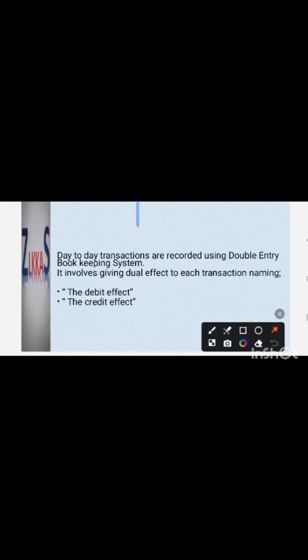so day to day transactions are recorded using double entry bookkeeping system. It involves dual effect to each transaction. What does it mean? It means that in any business, for all activities, we are posting the entries in the journal entry, right? And each entry must have dual effect. Dual effect means double effect.